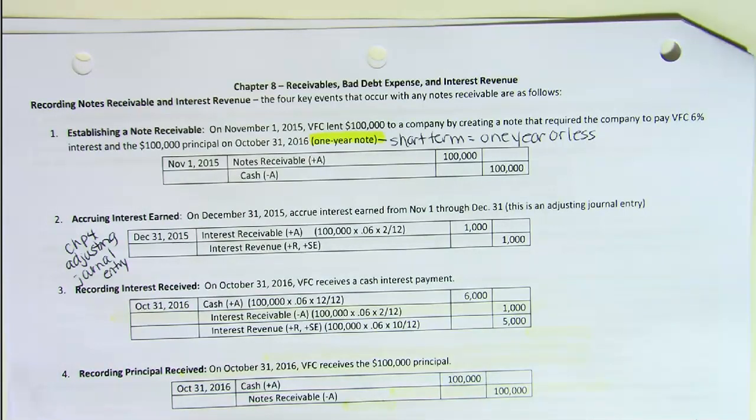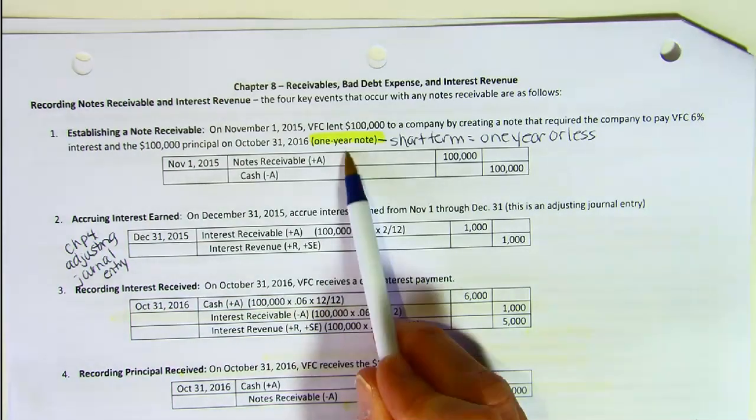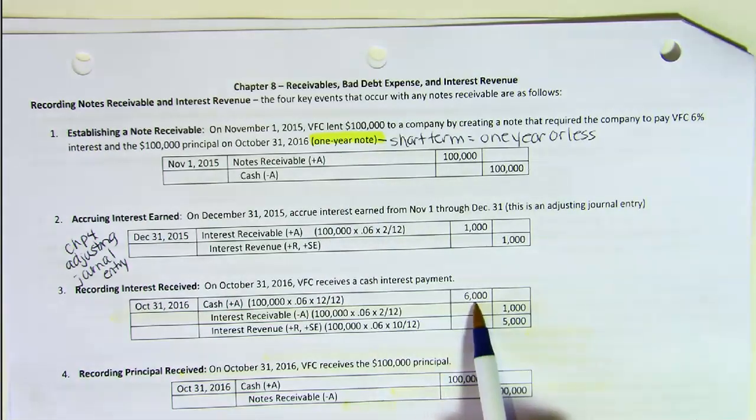Now let's say that accountant has been really lazy and hasn't recorded any interest, even though it's being earned day by day. And the due date comes, October 31st. We call that the maturity date. On that date, the company will be receiving all the interest in cash that is owed for the full year. So $100,000 times 6% times 12/12, because it's a 1-year note, you're going to receive in cash $6,000.